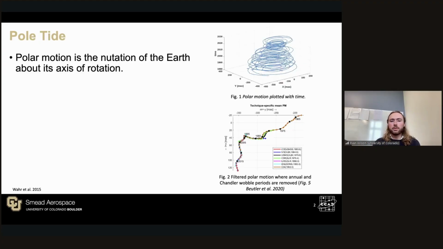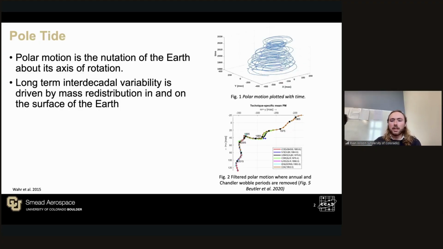So polar motion is the nutation of the Earth about its axis of rotation, and it predominantly consists of 2 periods, the 14-month Chandler wobble and the 12-month annual wobble, which you can see in the full time series plot in Figure 1. There's also long-term and interdecadal variability that is driven by mass redistribution in and on the surface of the Earth, as well as a long-term linear trend from GIA.